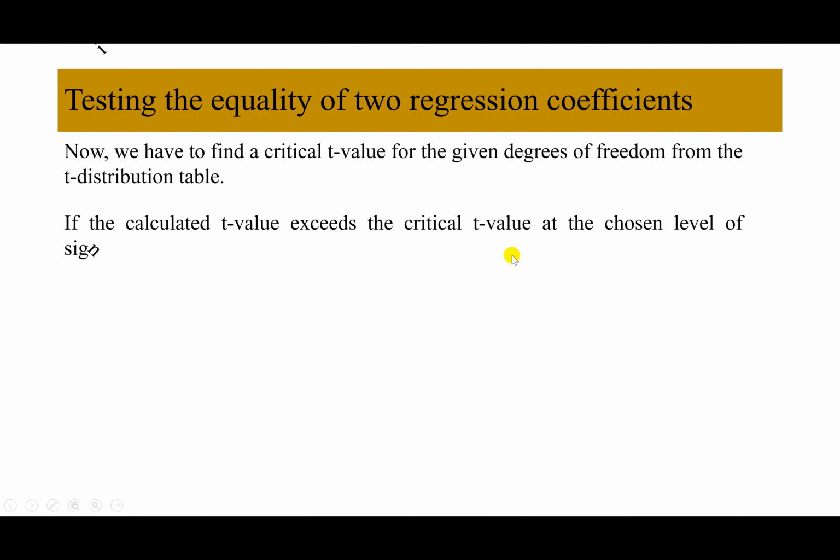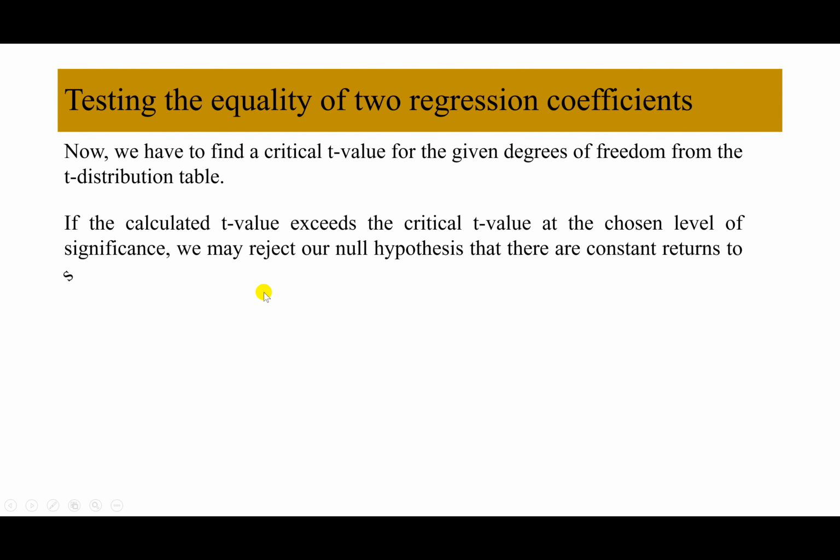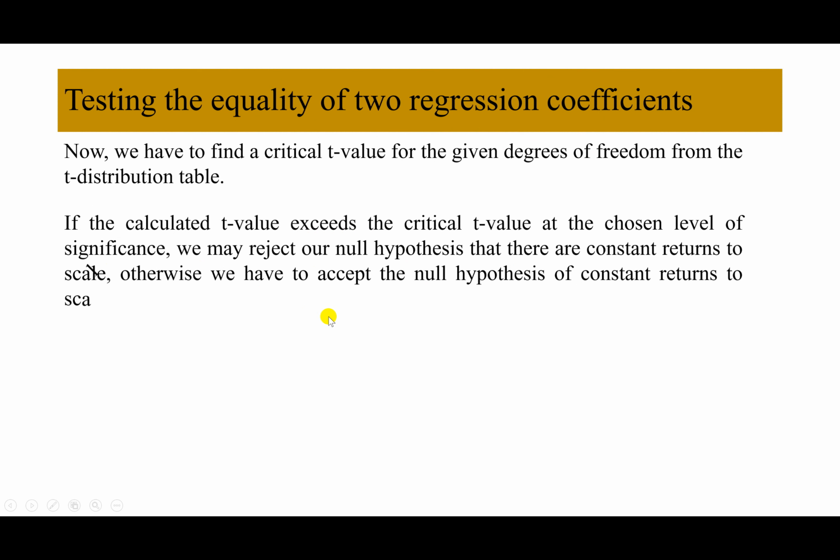Now we have to find a critical t-value for the given degrees of freedom from the t-distribution table. Therefore, if the calculated t-value exceeds the critical t-value at the chosen level of significance, we may reject our null hypothesis that there are constant returns to scale. Otherwise, we have to accept the null hypothesis of constant returns to scale.